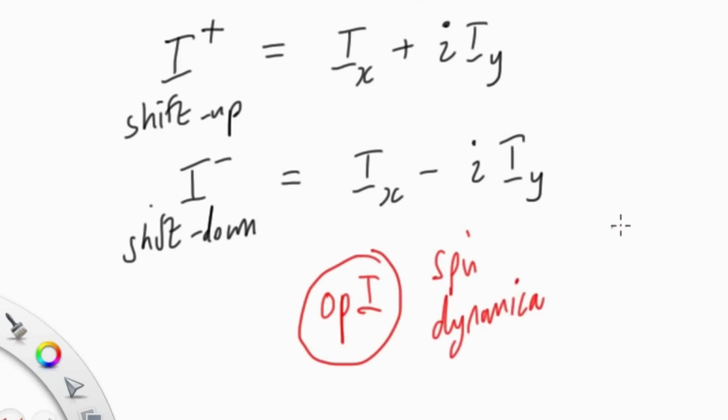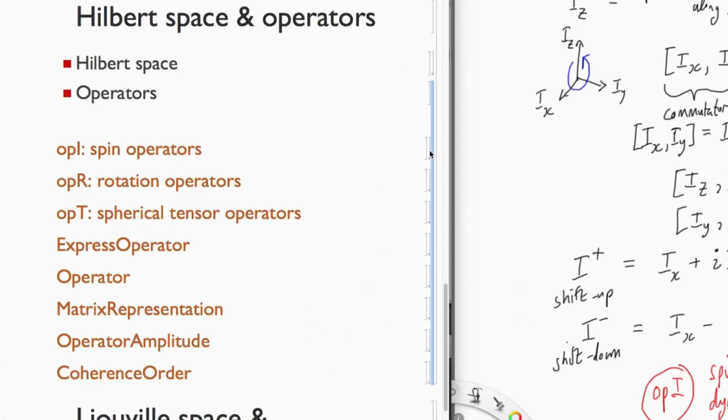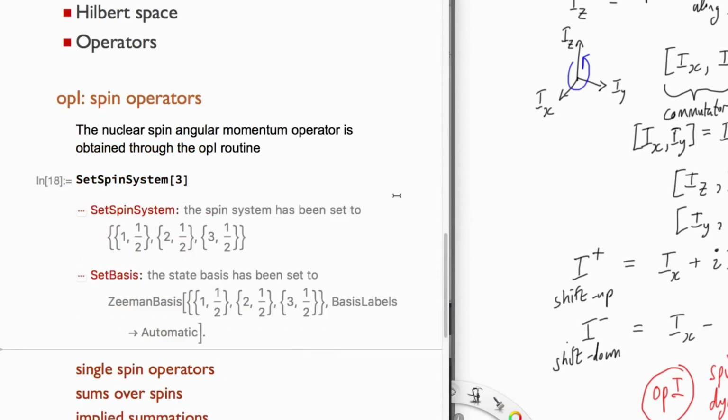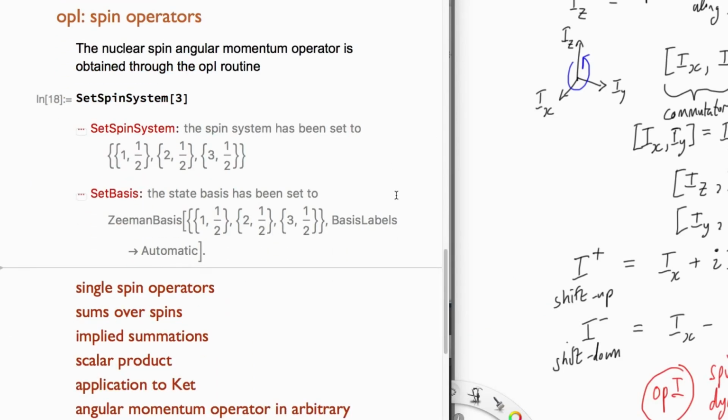The name capital I would be useful, but that's reserved in Mathematica for the square root of -1, so that couldn't be used. So the symbol op_i has been used instead. So let's see how that works. For example, let's look at a system of 3 spins a half. So now I set the spin system to 3 spin half particles.